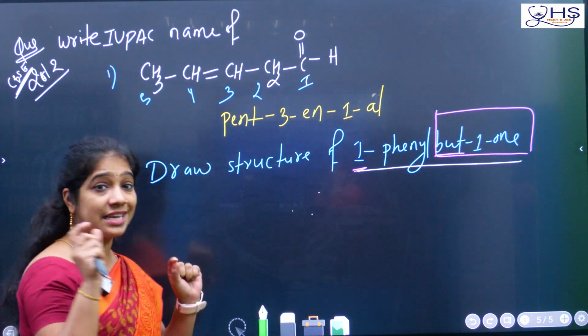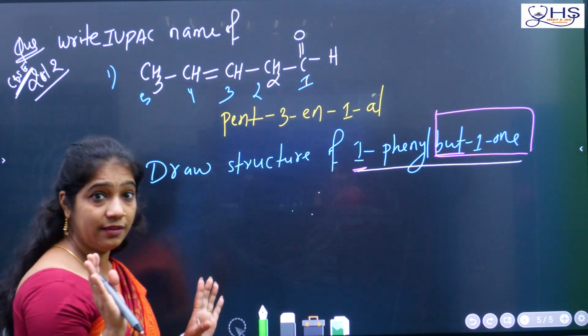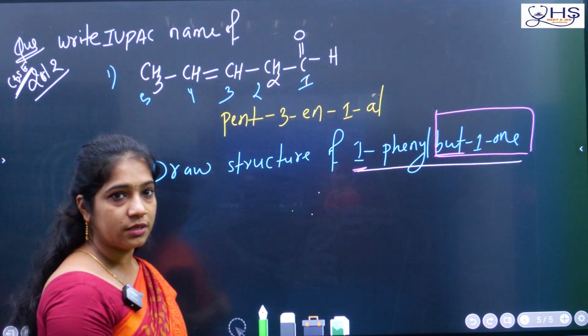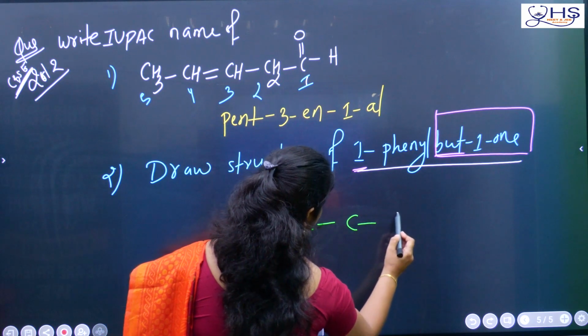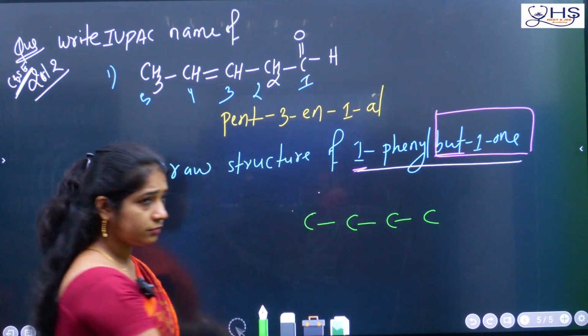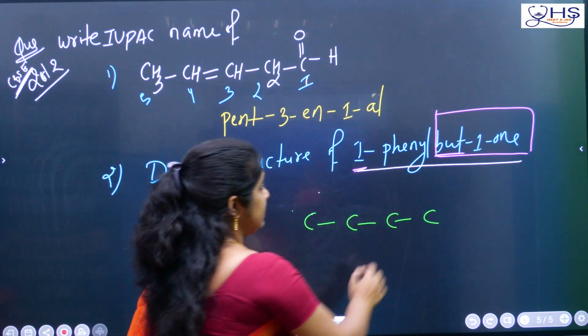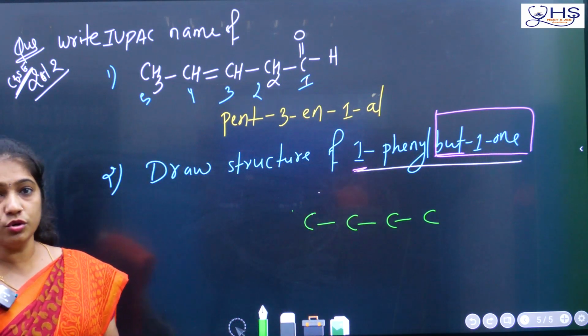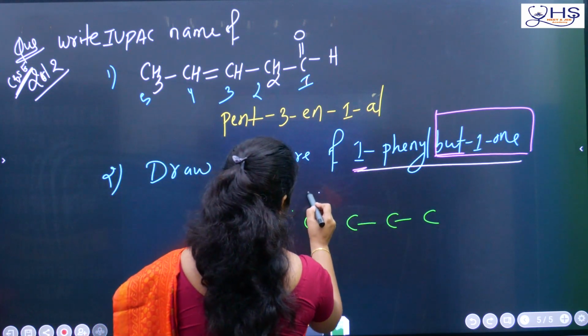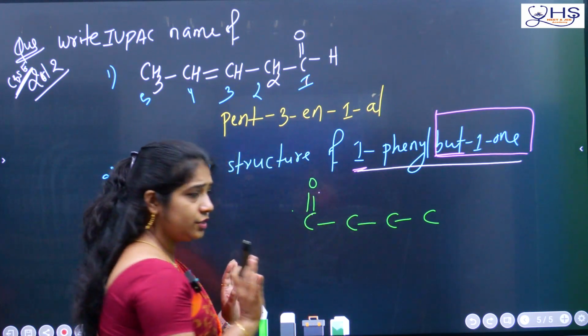Now, but means how many carbon? First try to write the skeletal structure. It will be very easy for you. But means how many carbon? Already we know, 4 carbon. Clear? Now, what is this? But-1-one. On means what? Ketone functional group. So, which position are they giving you? First position. So, 1. Finish. It will be very, very easy.